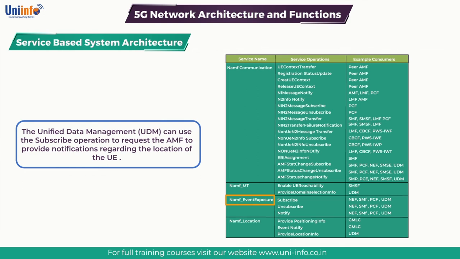The NAMF event exposure service allows network functions to subscribe to notifications of specific events. For example, the Unified Data Management, UDM, can use the subscribe operation to request the AMF to provide notifications regarding the location of the UE. Similarly, the AMF can provide notifications regarding the registration state, connectivity state, or reachability of the UE.